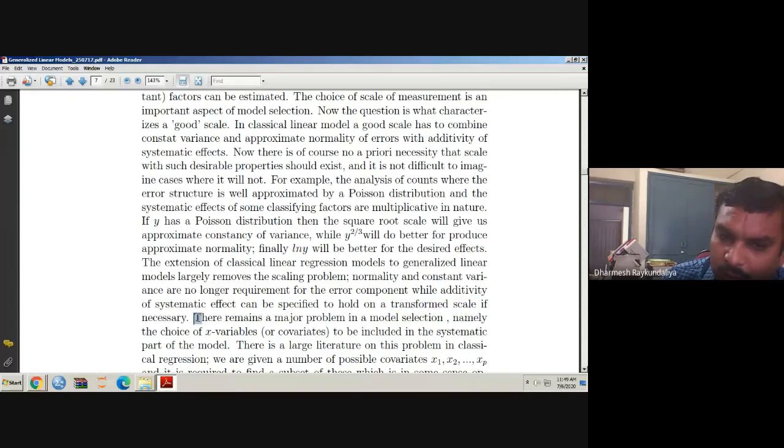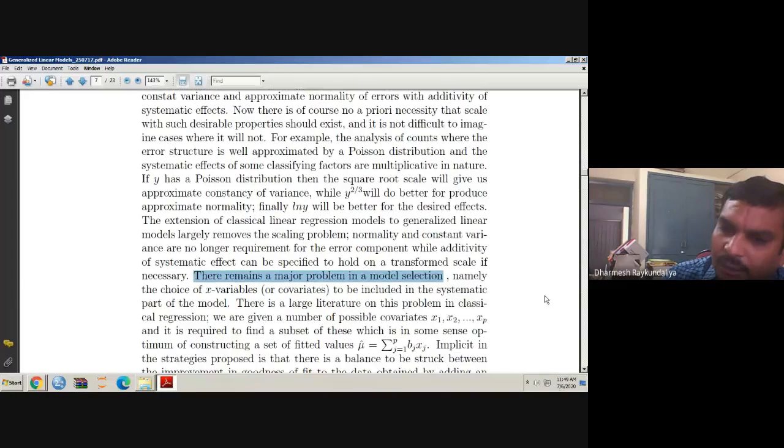Now the question is how to select the models. When I say how to select the models, I mean I wish to select the covariates x1, x2, ..., xp so that I can have the best estimate of y. That means I am trying to identify the best systematic part. There is a large literature on this problem in the classical linear regression model. We are given a number of possible covariates x1, x2, ..., xp, and it is required to find a subset of these which is in some sense optimum, constructing a set of fitted values mu cap equal to the sum of beta j xj.